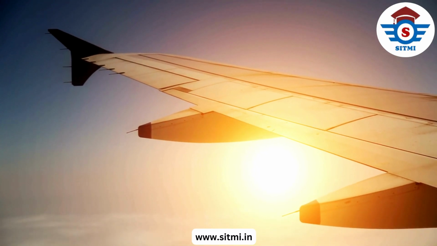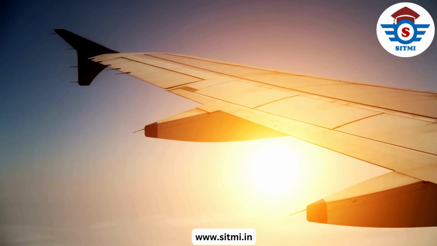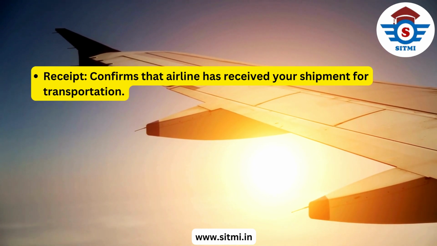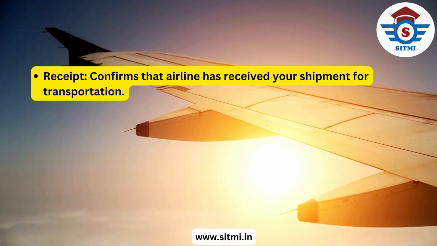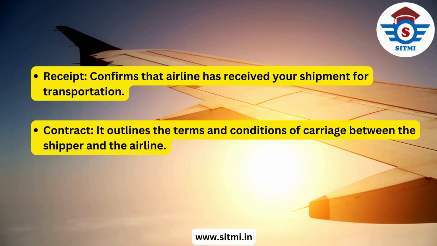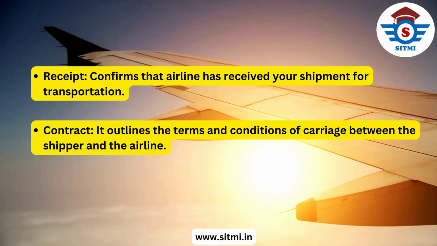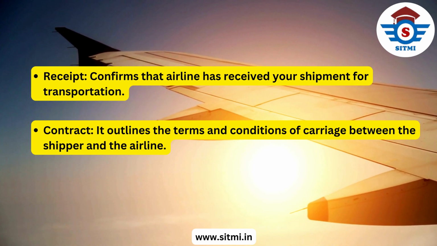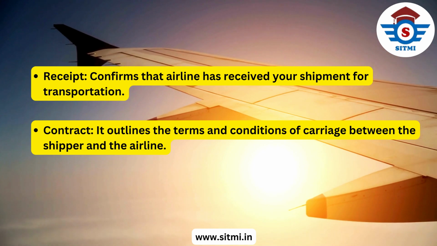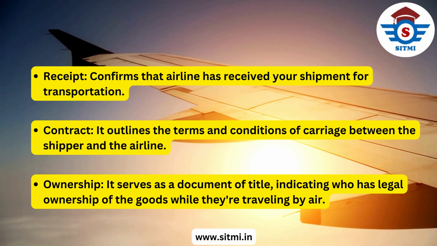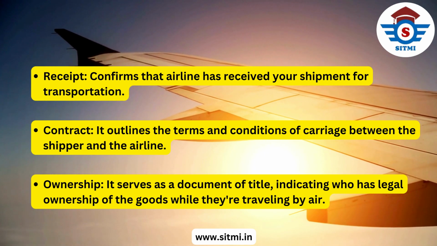An airway bill is essentially a passport for your air cargo. It acts as a 3-in-1 document that serves several important purposes. First, receipt. It confirms the airline has received your shipment for transportation. Second, contract. It outlines the terms and conditions of carriage between the shipper and the airline, meaning the carrier. This includes details like who is responsible for what during transport, insurance coverage, and dispute resolution procedures. Third, proof of ownership. It serves as a document of title indicating who has legal ownership of the goods while they're traveling by air.